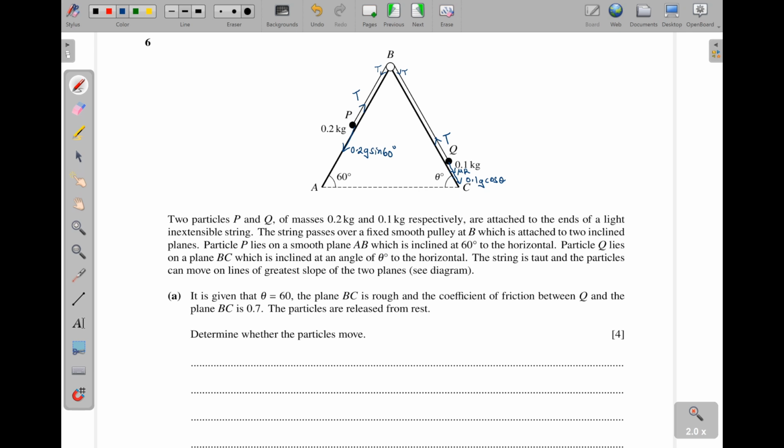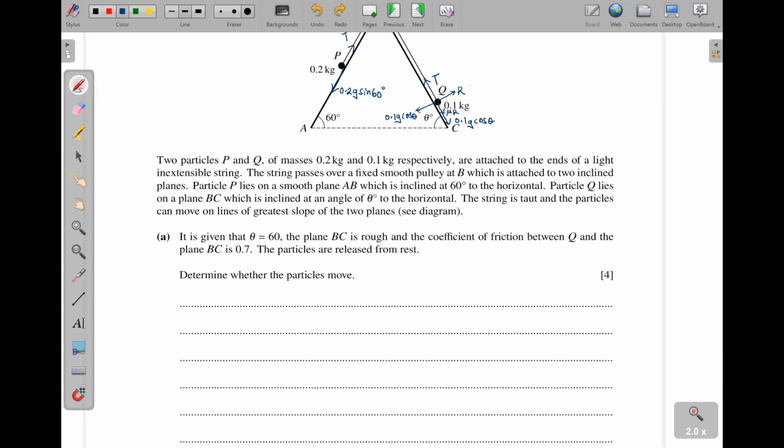We need to find R, the normal reaction. Here there is the vertical component of the weight, which is mg, where m is 0.1, then g, then cos of theta. Since there is no motion perpendicular to the plane, R is equal to 0.1 g cosine of theta. And we are given theta as 60 degrees.